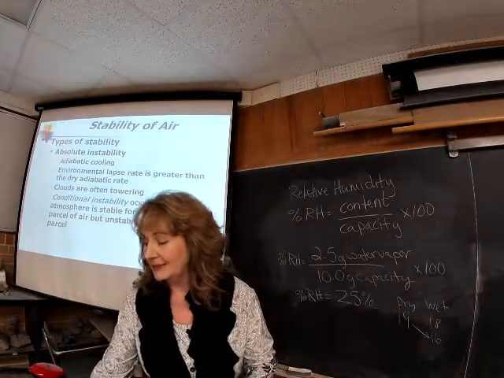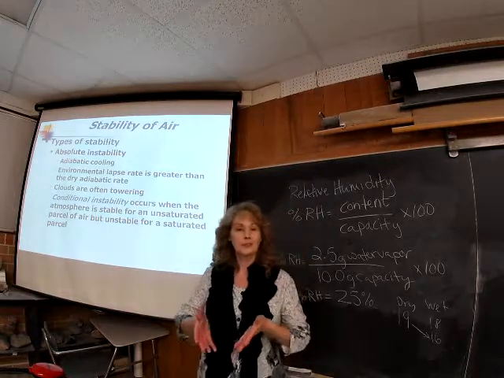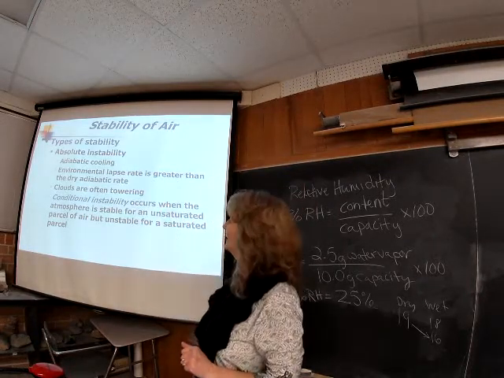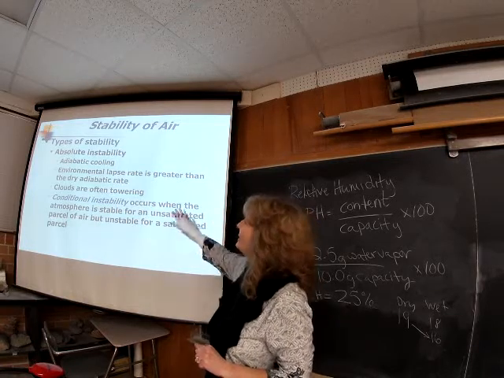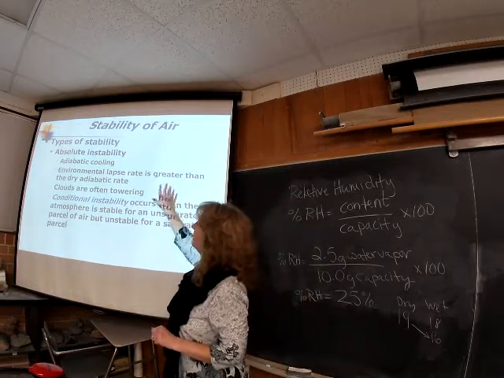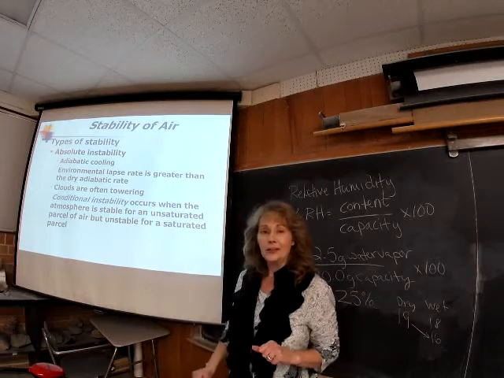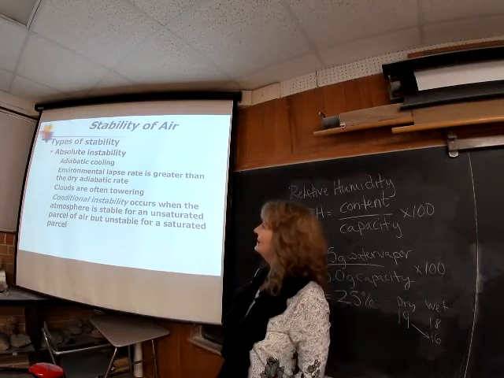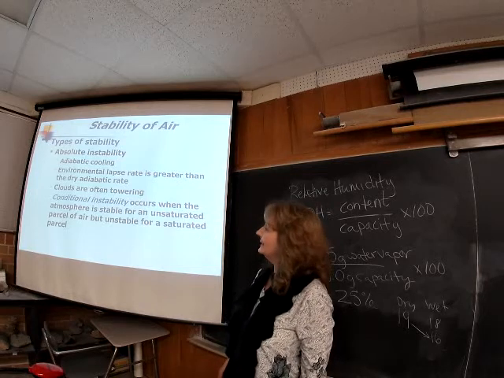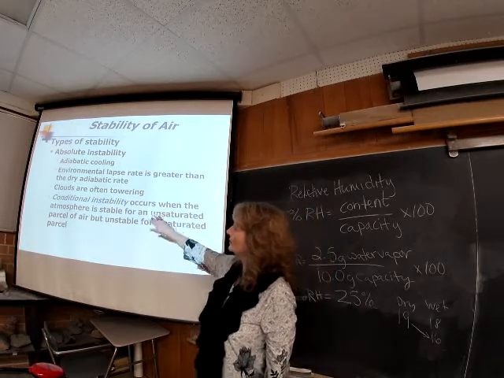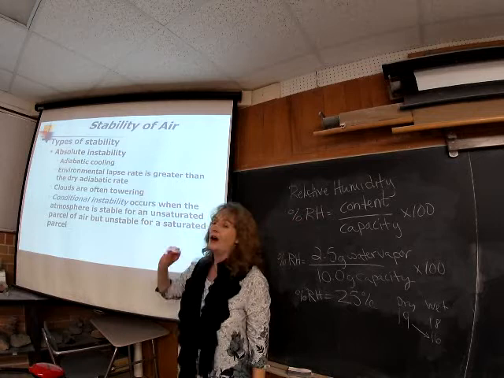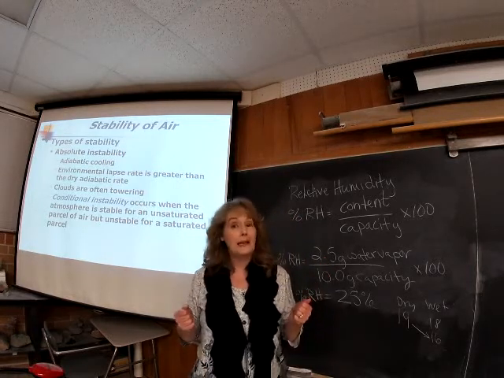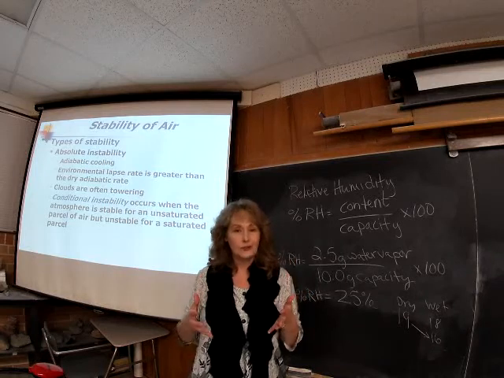Absolute instability, adiabatic cooling, of course, because it's going to want to rise, so you are going to get expansional cooling happening with that. The environmental lapse rate is greater than the dry adiabatic rate, so again, the parcel is always warmer than the surrounding atmosphere, and it continues to rise, and so you can get clouds that are often towering. These are called our cumulonimbus clouds, or our thunderstorm clouds.